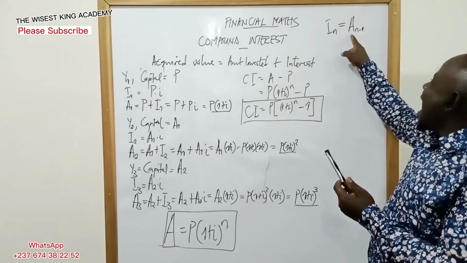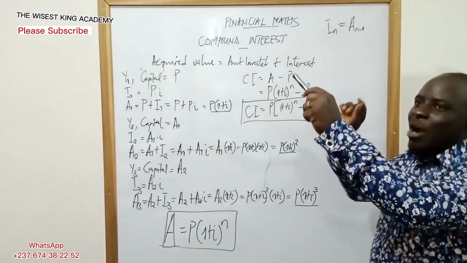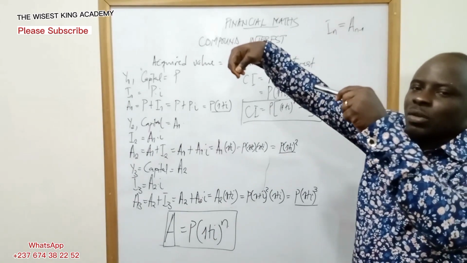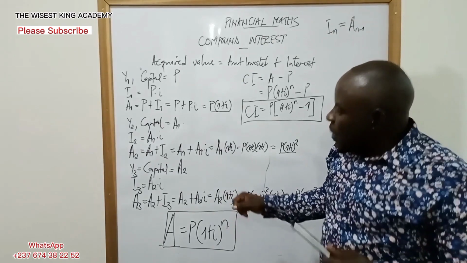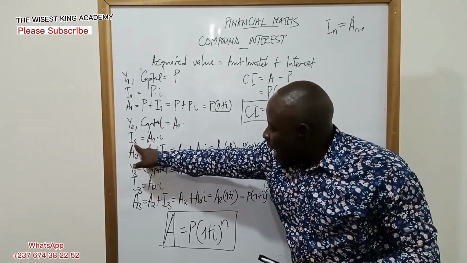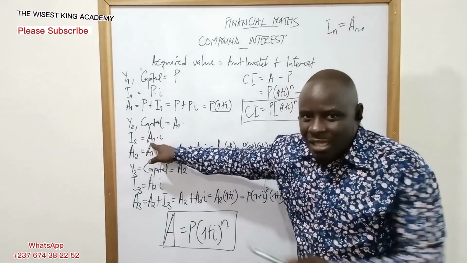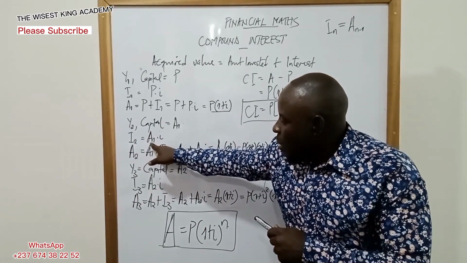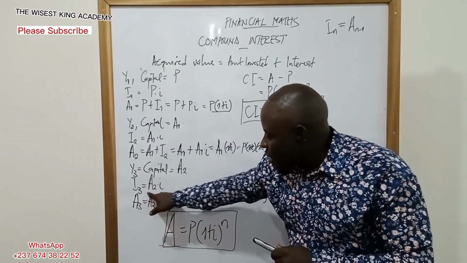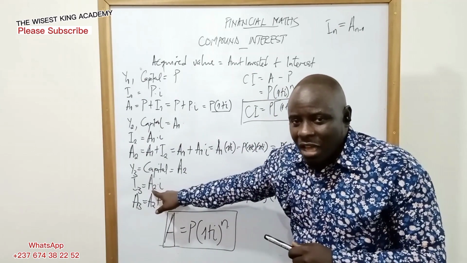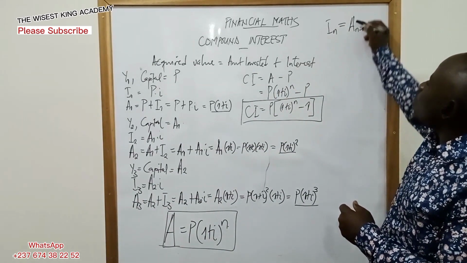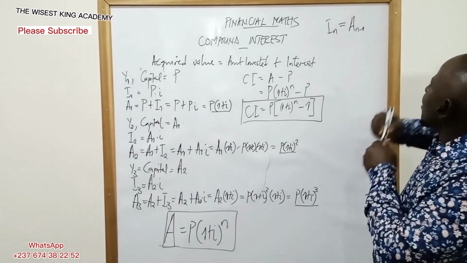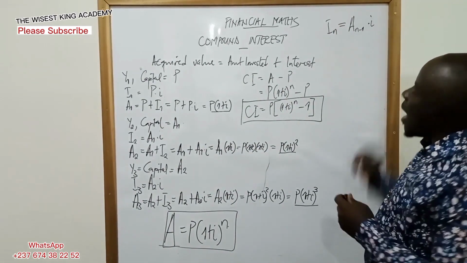I'm using An minus 1, which is the acquired value of the previous period, because the previous period to n is n minus 1. Remember, if we have here I2, we take what? A1, that's the acquired value at the end of year 1. We have here I3, we take A2, that's the acquired value at the end of year 2. So this will be In, which is equal to An minus 1 times i.